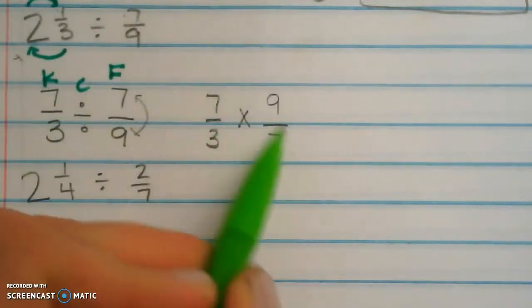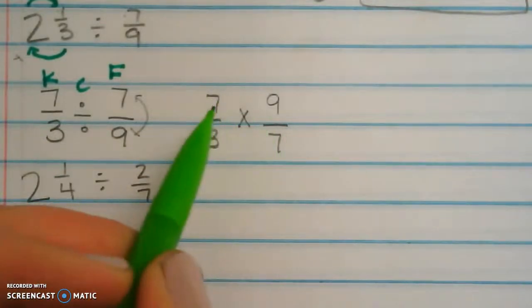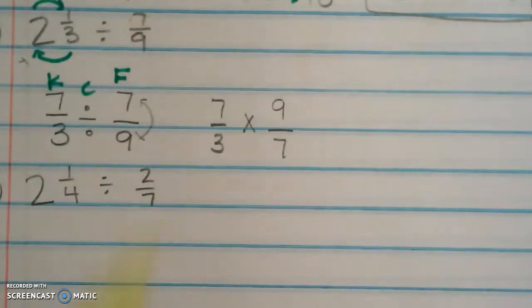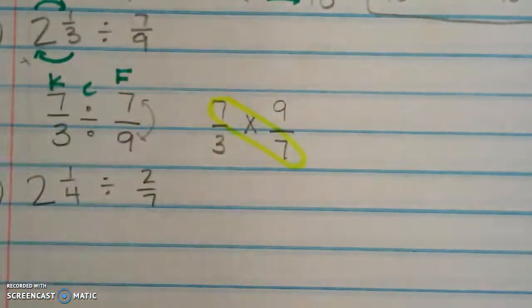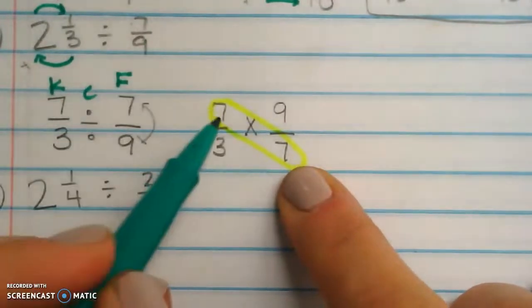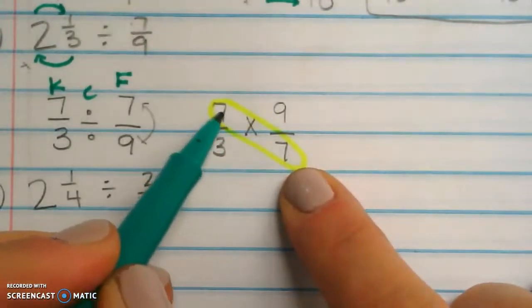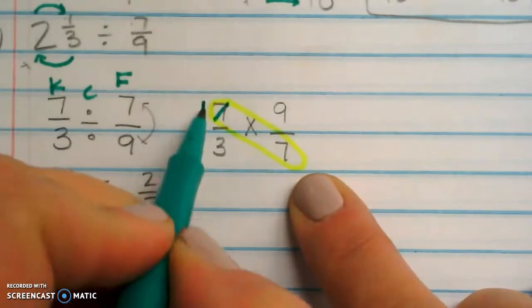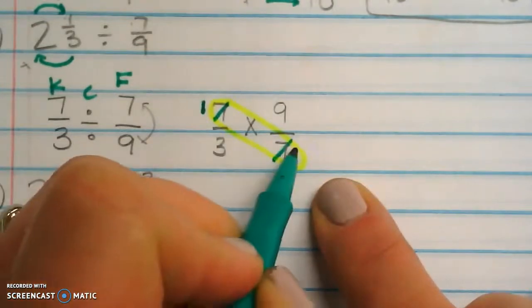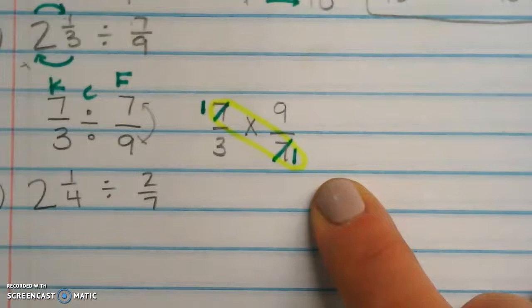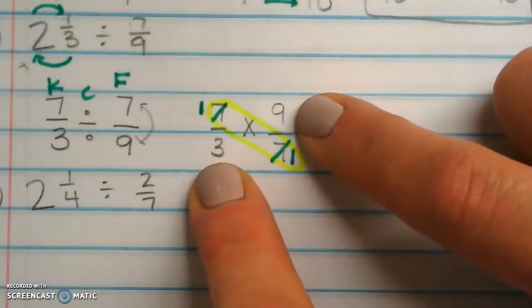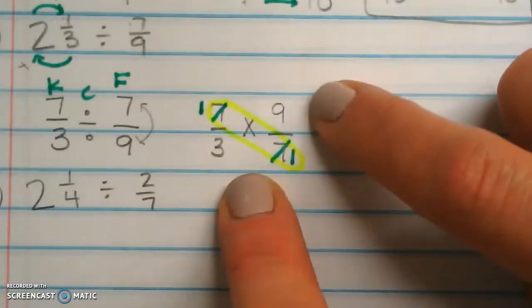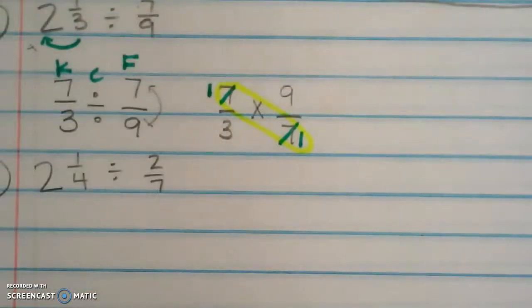You could cross-reduce in this step right here, because if you look at these diagonal neighbors is always where we look when we cross-simplify. I could divide both of these by 7. I could divide 7 by 7 and make it a 1, and I could divide 7 by 7 and make it a 1. Now, some of you might recognize you could cross-reduce right here too. I'm not going to, because I want to show you that even if you don't, we can still get to the same answer. So I'm going to leave it.